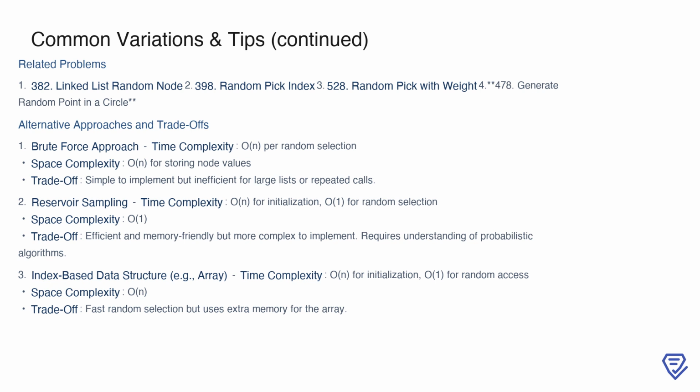lists or repeated calls. A more advanced option is reservoir sampling, which achieves O(n) time complexity during initialization and for each random selection. It's both memory efficient, with O(1) space complexity, and computationally effective. However, it's more complex to implement and requires a solid understanding of probabilities. Another approach uses an index-based data structure, like an array, for random access. This allows O(1) time complexity during selection but requires O(n) space to store the array. Each method has trade-offs, so the optimal choice depends on the problem's constraints and the requirements you're working with.